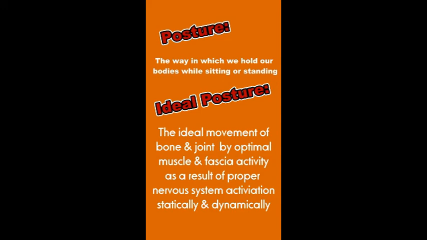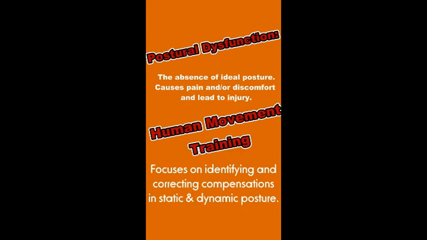So let's go over that one more time. Ideal posture is the ideal movement of bone and joint by optimal muscle and fascia activity as a result of proper nervous system activation statically and dynamically. Mouthful, I know. The other kind of posture you can have is postural dysfunction, and this is the absence of the ideal posture that we just defined. If you have an absence of ideal posture, it could be causing pain or discomfort in your body, and it could lead to future injury if it hasn't injured you already.